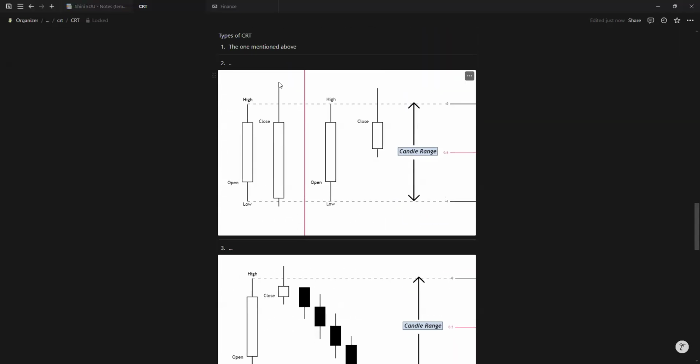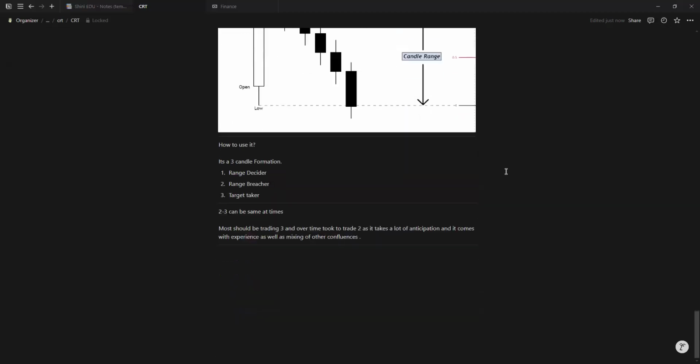This same candle breached the high and also took the target. Same thing, breached the high and took the target. So it can be the same thing.